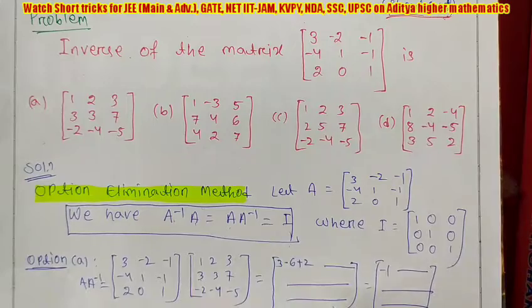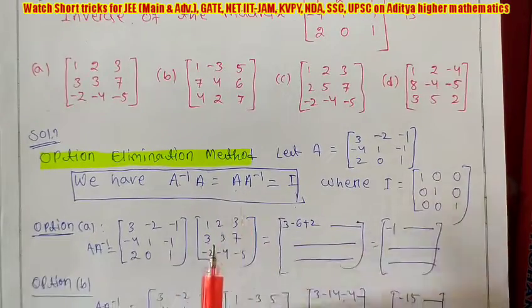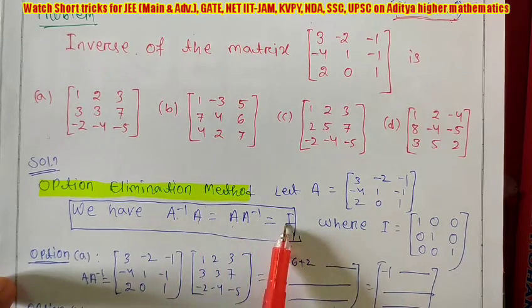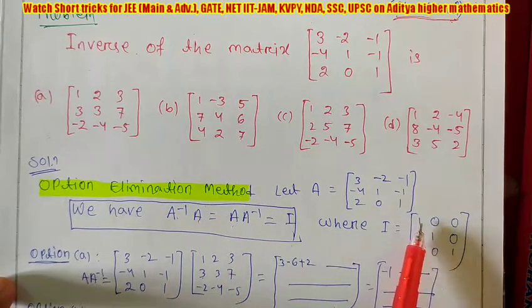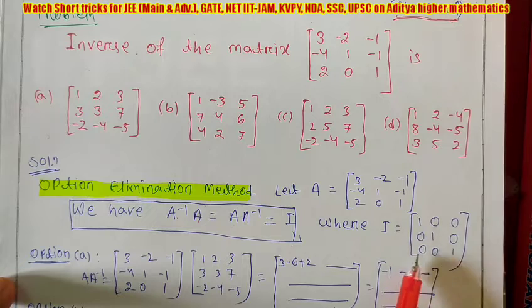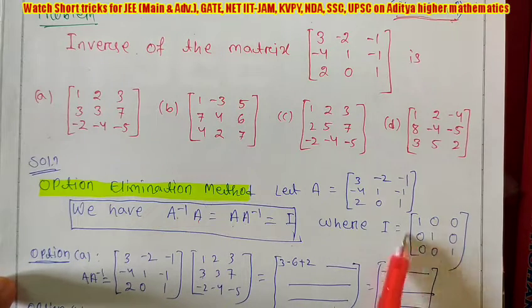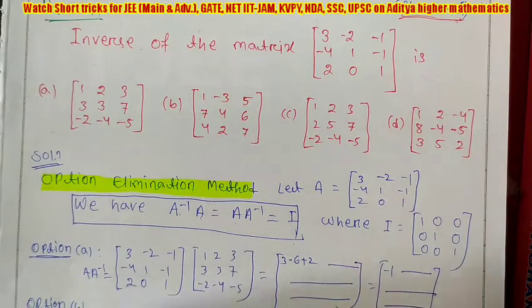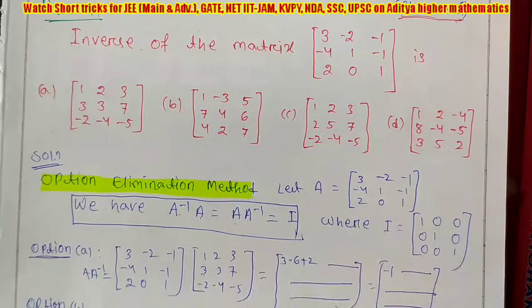Now how do we apply this concept to eliminate options? Since multiplying both matrices we should get I, what are the elements of I? In the first row you get 1 0 0, second 0 1 0, third 0 0 1. If out of these 9 elements, even one element we do not get in the product, then that option is not correct. That means this is not the inverse. So we will check this in every option.